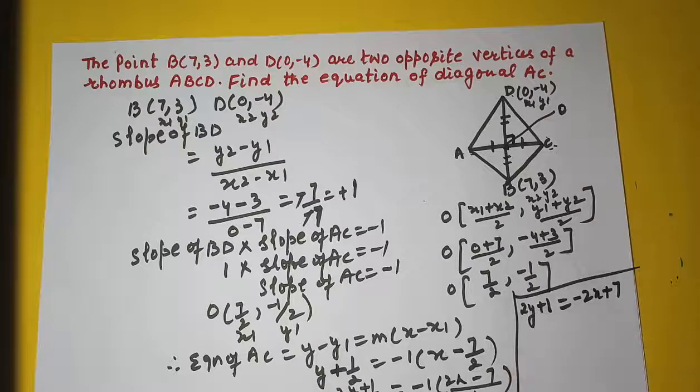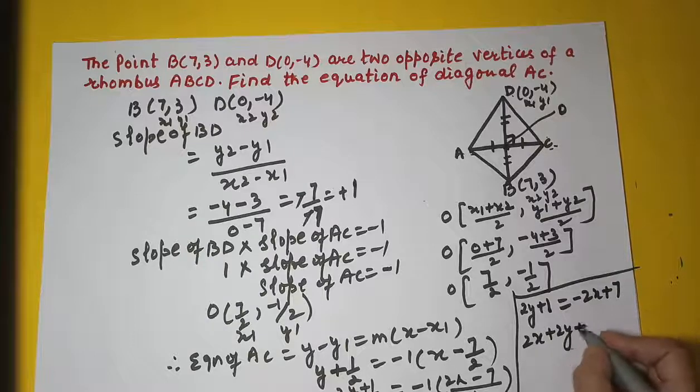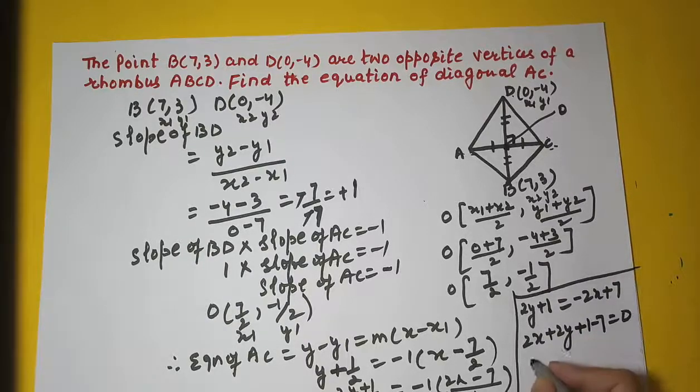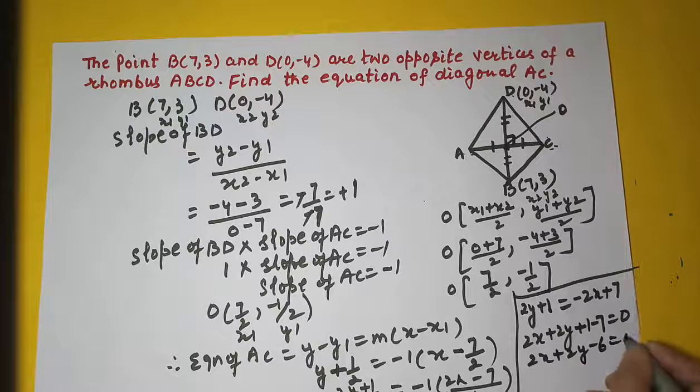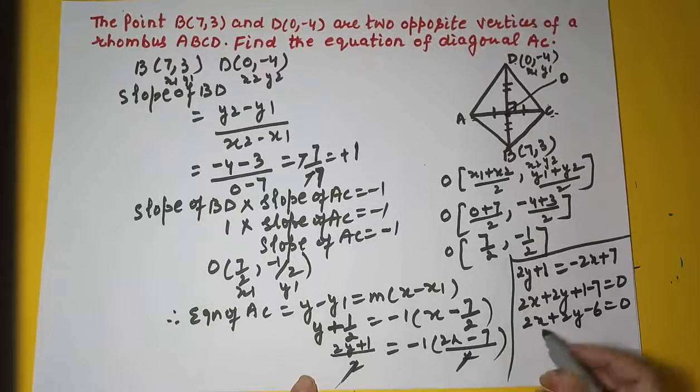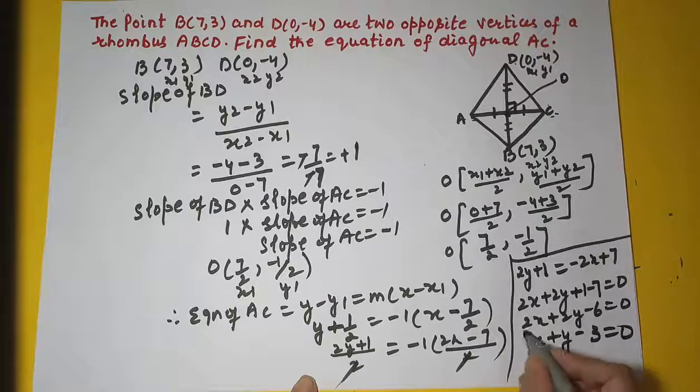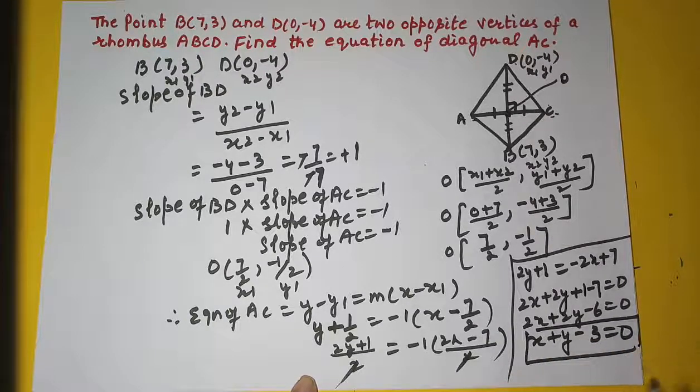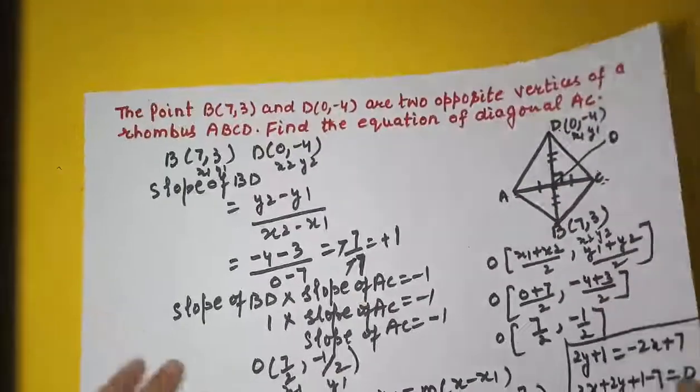Let's shift these to this side. So we'll get 2x plus 2y plus 1 minus 7 equal to 0. So you get 2x plus 2y minus 6 equal to 0. If you take 2 common, you will get x plus y minus 3 equal to 0. So this is the equation of the diagonal AC. Fine? Okay. Now next one.